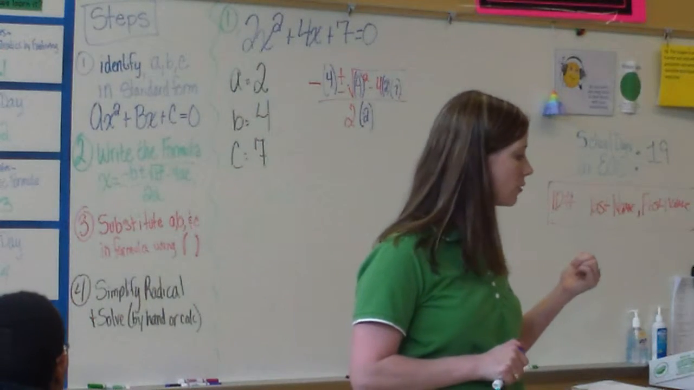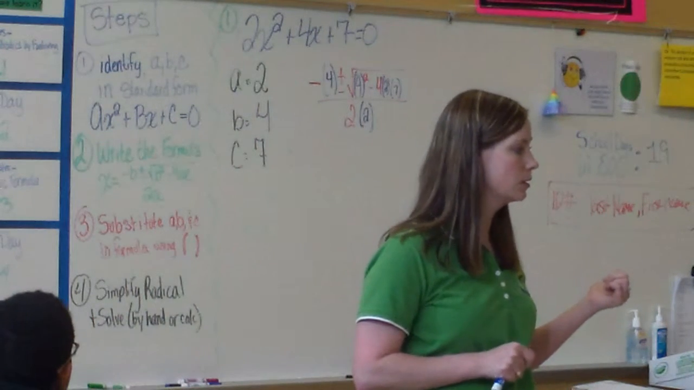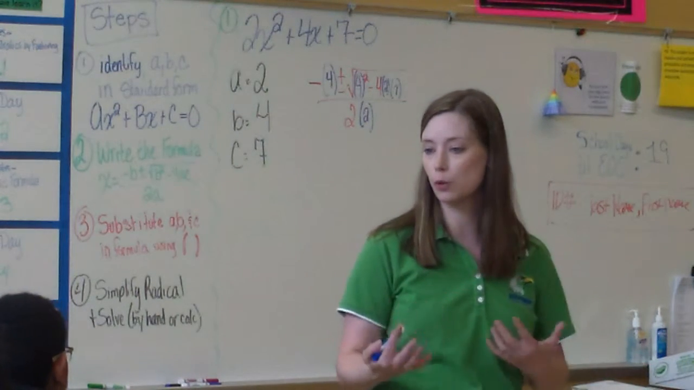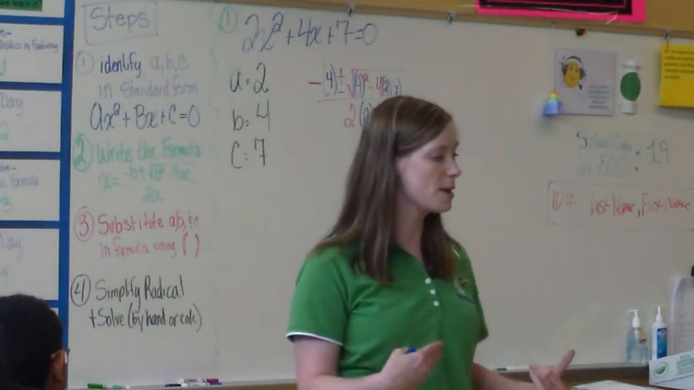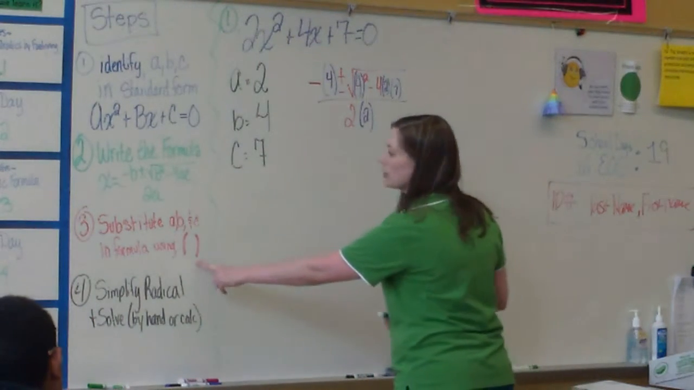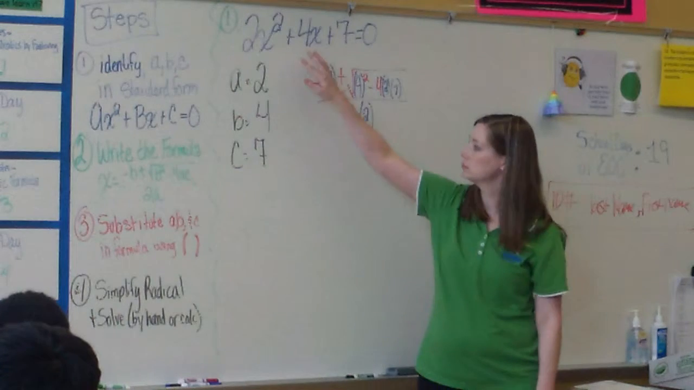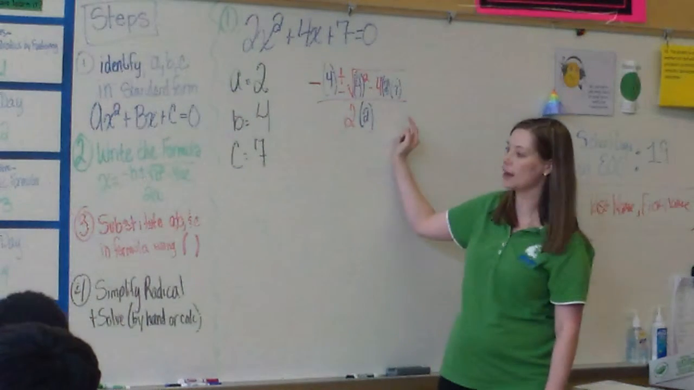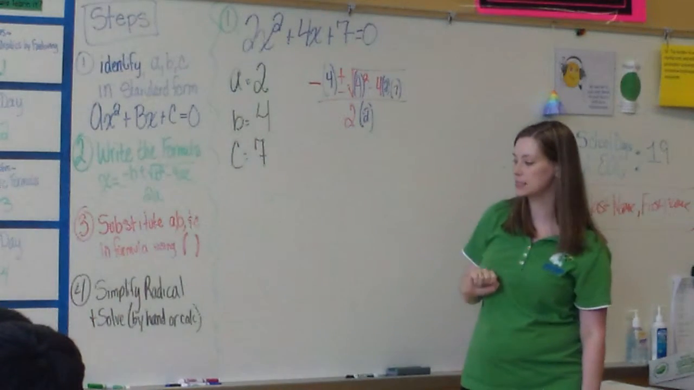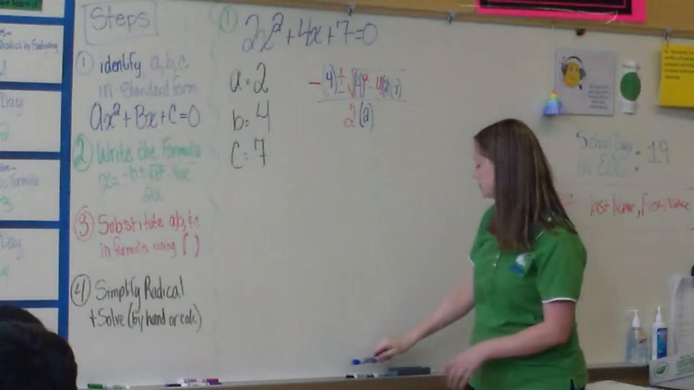When we talk about simplifying radicals, sometimes we leave them, don't we? And if the problem asks for that, a calculator can't do that. So you need to know how to do it both ways. Okay? We're going to solve by hand. My next step, I've done step 3. This was step 1. Step 2 was to write the formula. Step 3 was to substitute. Step 4, I'm going to simplify my radical and I'm going to solve it.